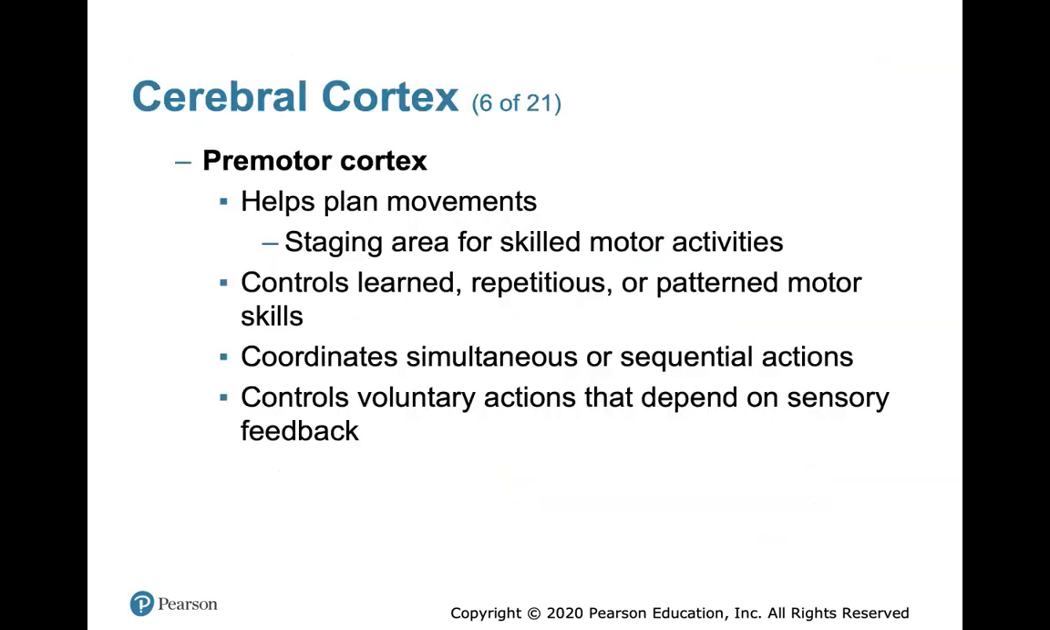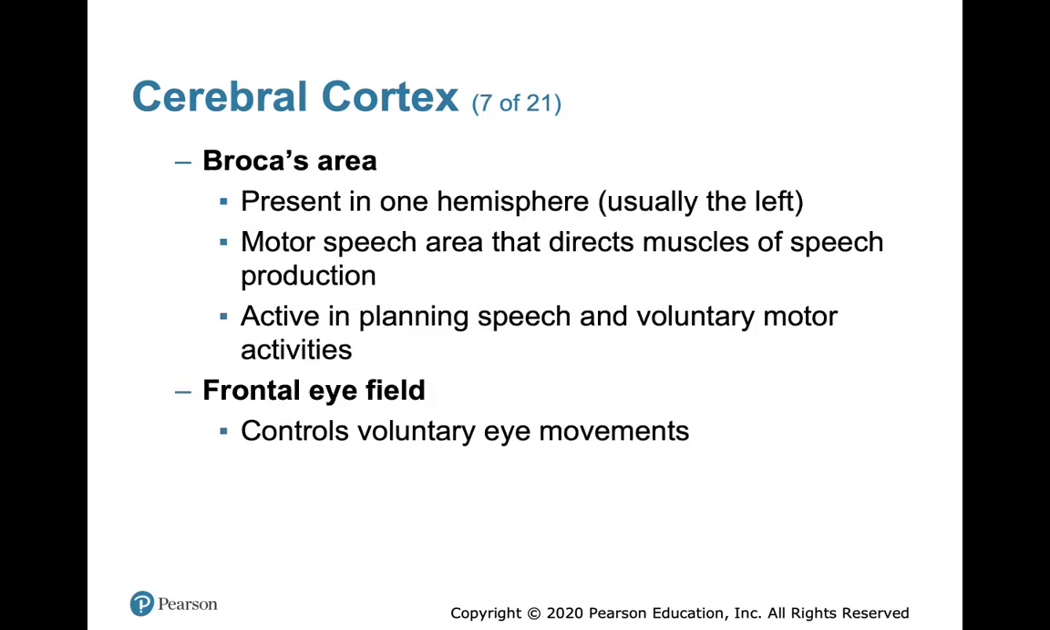So the premotor cortex helps plan movements. It's the staging area for skilled motor activities. It controls your learned, repetitious, or patterned motor skills. Think of riding a bike. It coordinates simultaneous or sequential actions, and it controls voluntary actions that depend on sensory feedback. Broca's area and frontal eye field, I'll let you read through those and what they are important for.